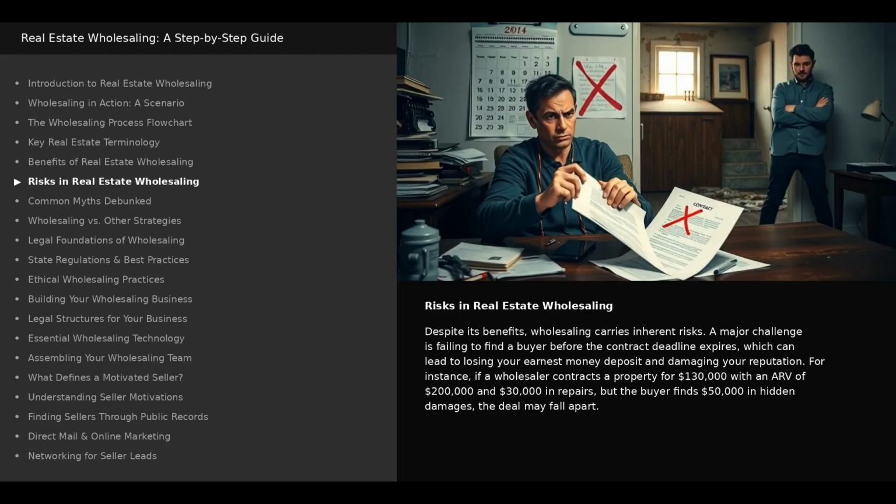Risks in real estate wholesaling. Despite its benefits, wholesaling carries inherent risks. A major challenge is failing to find a buyer before the contract deadline expires, which can lead to losing your earnest money deposit and damaging your reputation. For instance, if a wholesaler contracts a property for $130,000 with an ARV of $200,000 and $30,000 in repairs, but the buyer finds $50,000 in hidden damages, the deal may fall apart.